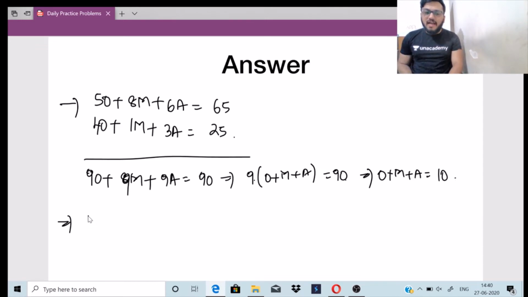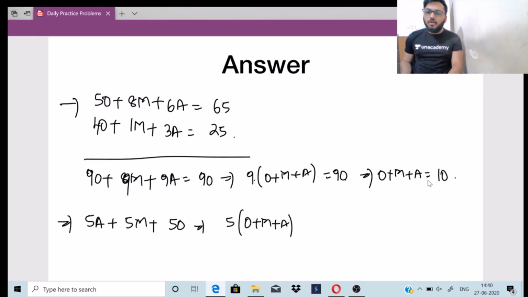What is the question they ask? They want me to find out the answer for 5 apples plus 5 mangoes plus 5 oranges. Right? O plus M plus A. I've just reversed the order, don't worry. So I can write 5 is common here: O plus M plus A is 10. Substitute that here, 5 into 10, 50 will be the answer. 50 rupees is the answer.